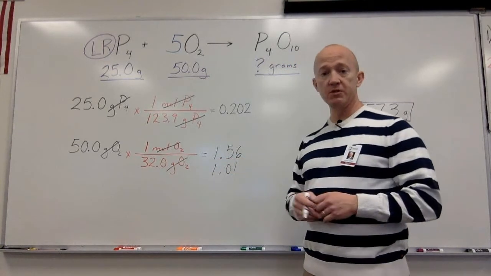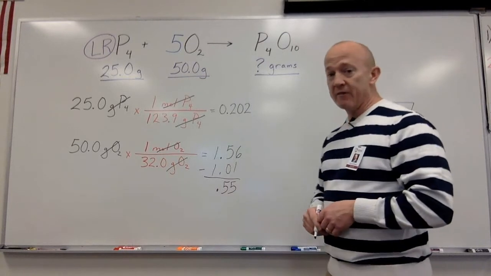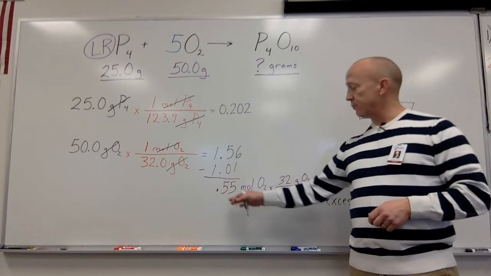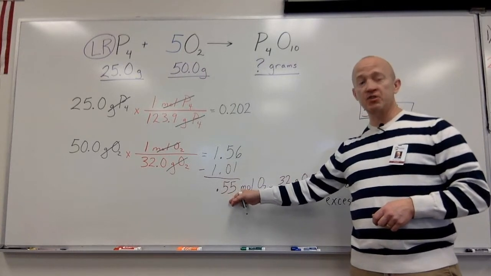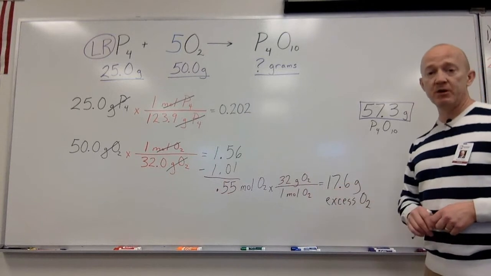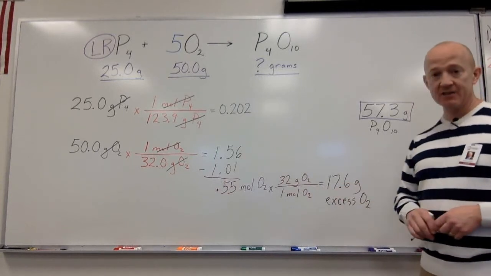1.01 moles of oxygen. That means we have an excess of 0.55 moles of oxygen. When we take that 0.55 moles of excess oxygen, multiply it by its molar mass, we get a value of 17.6 grams of excess oxygen.